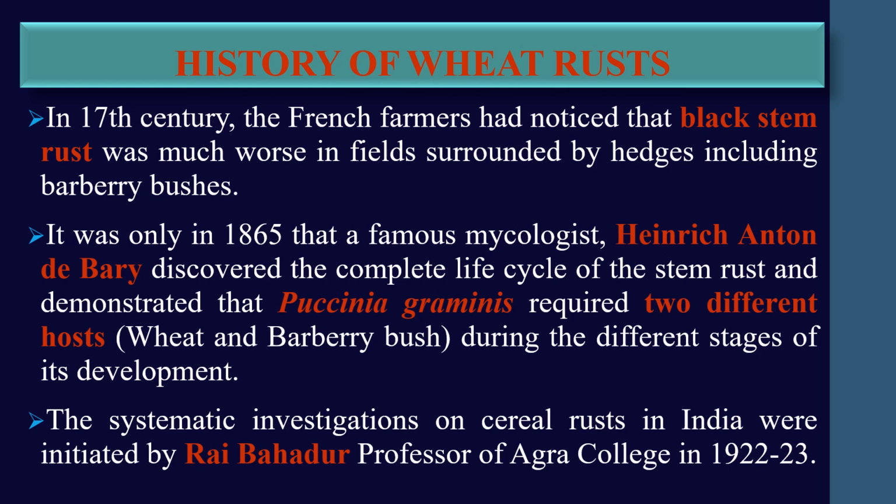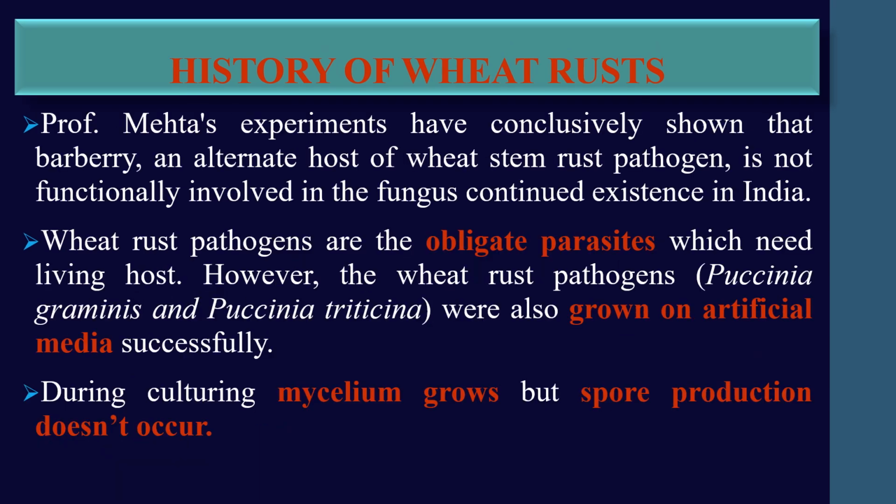stages of its development. The systematic investigations on cereal rust in India were initiated by Rai Bahadur, professor of Agra College, between 1922 to 1923. Professor Mehta's experiments have conclusively shown that barberry, an alternate host of wheat stem rust pathogen, is not functionally involved in the fungus' continued existence in India.